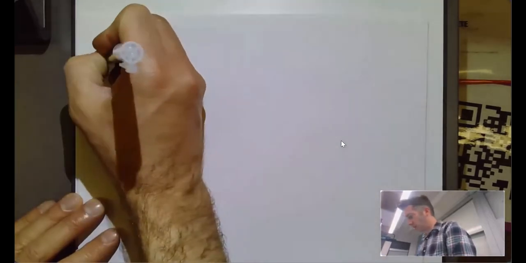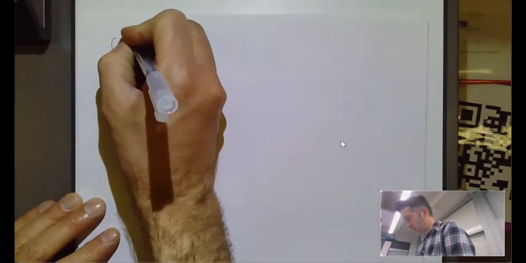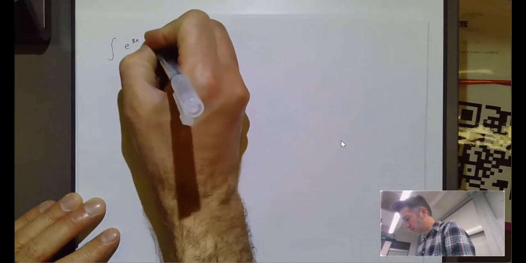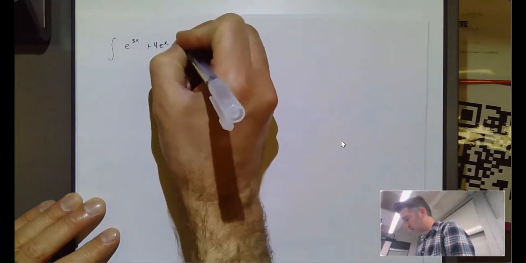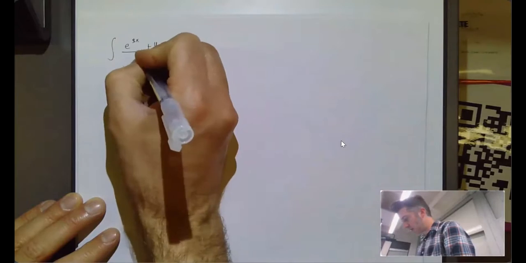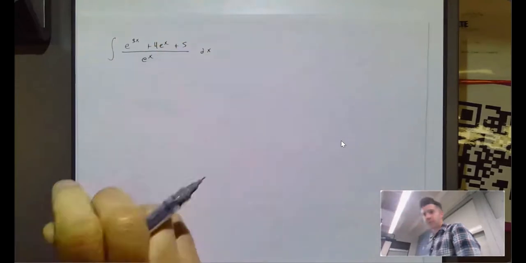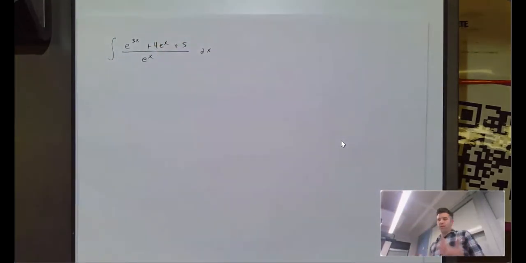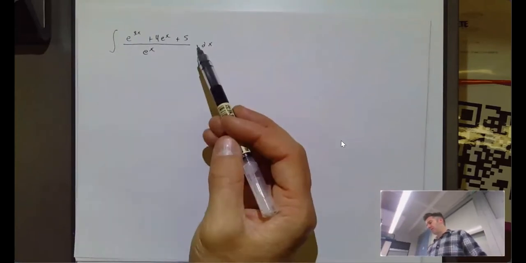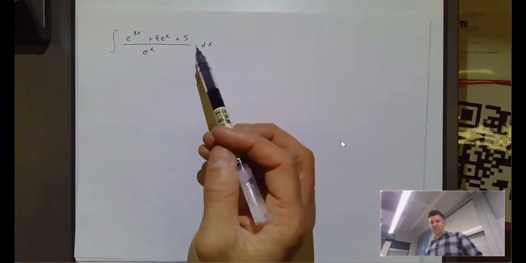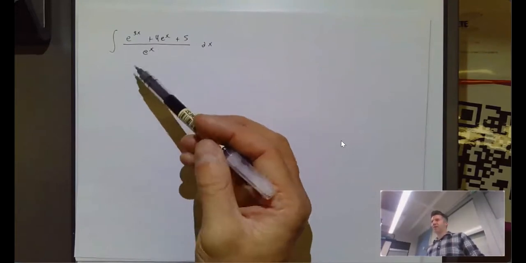So let's go ahead and look at this following question. I want to find the integral of e to the 3x plus 4 e to the x plus 5 over e to the x dx. And this one might seem not super straightforward. You might think there's a u sub here. I might try letting u equal e to the x, but I'm not going to get very far fast, because then my du is e to the x, and I don't really have an e to the x times dx. I can't factor one out.